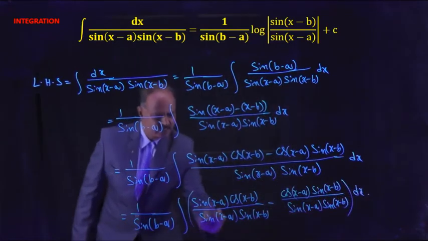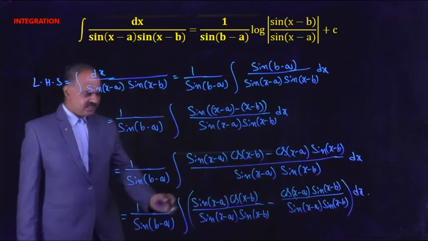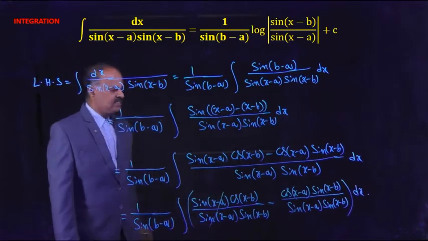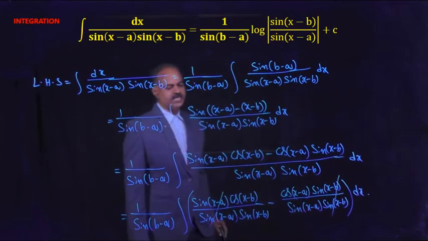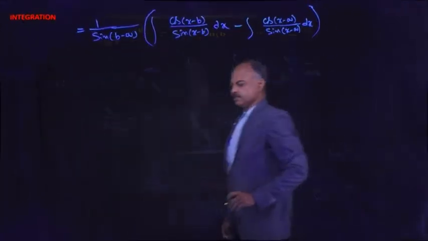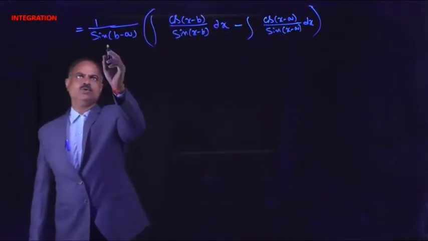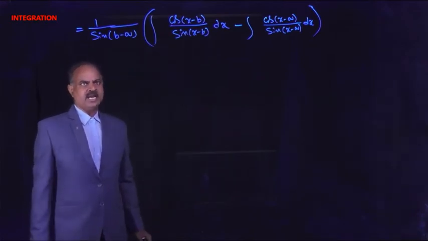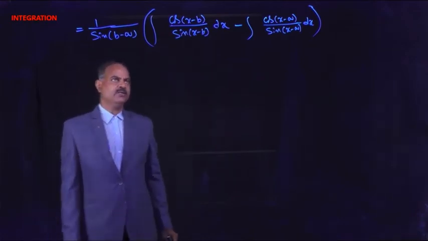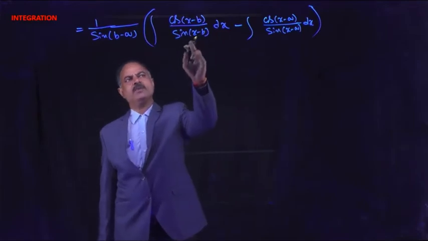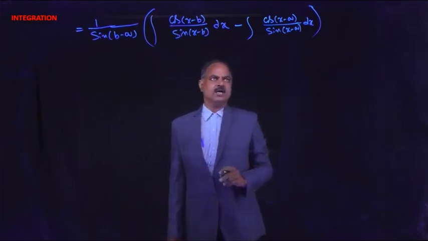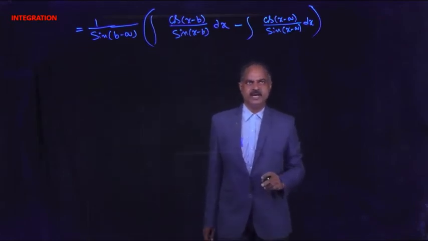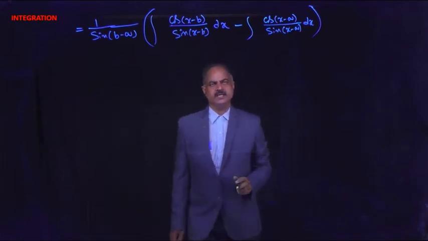Now here sin of x minus a and the sin of x minus a get cancelled. So here sin of x minus b and the sin of x minus b get cancelled. Next this is equal to 1 by sin(b minus a) into integral cos(x minus b) by sin(x minus b) dx minus integral cos(x minus a) by sin(x minus a) dx.